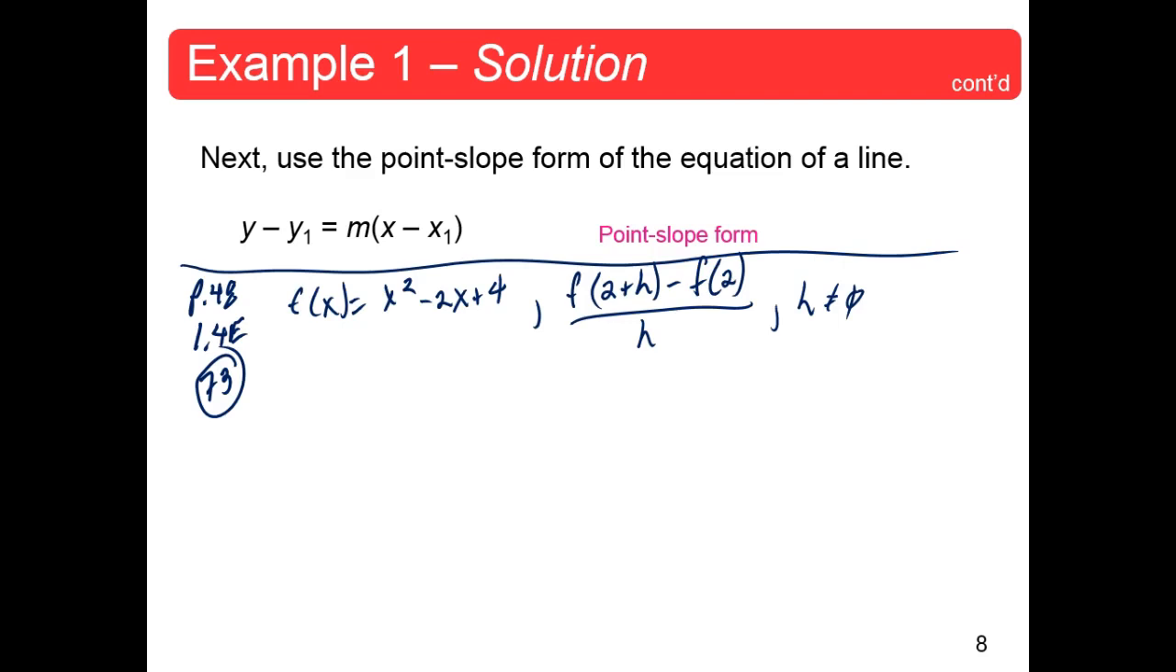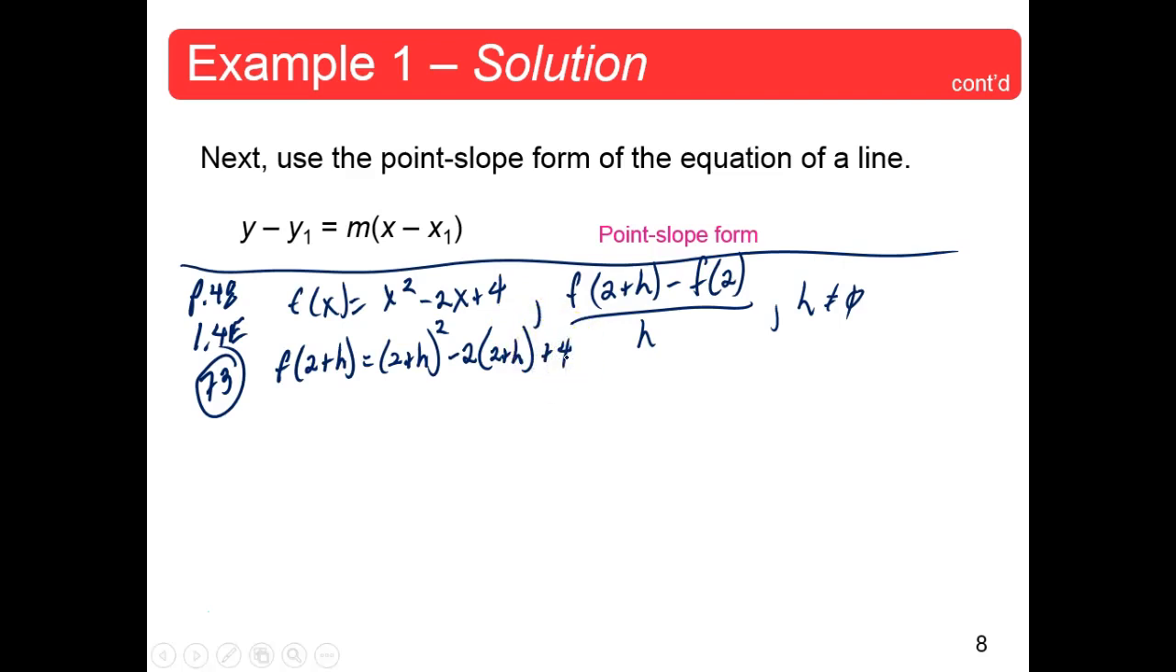Plug in 2 plus h where x is, right? Because that's what it's asking for. So we need to know what f of 2 plus h is. That's the first thing. Now, how do we get that? Wherever you see an x, plug in 2 plus h. So you tell me what to plug. 2 plus h squared minus 2 times 2 plus h. What's more? Plus 4. Got it.